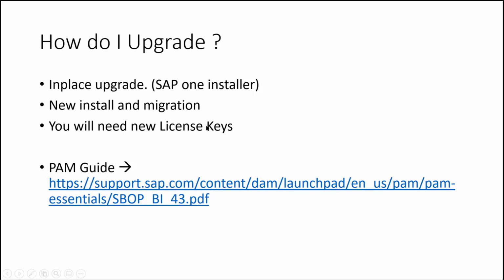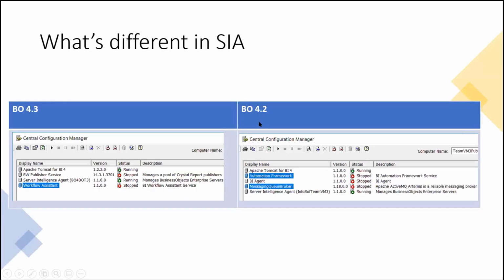You will need new license keys. So just like with 4.1 to 4.2, we needed a license key, same thing. We need a new license key for the 4.3 upgrade. So you will need to request that. And there's steps on the BusinessObjects support site on how to do that. And of course, if you've got service through us, we can do that for you.